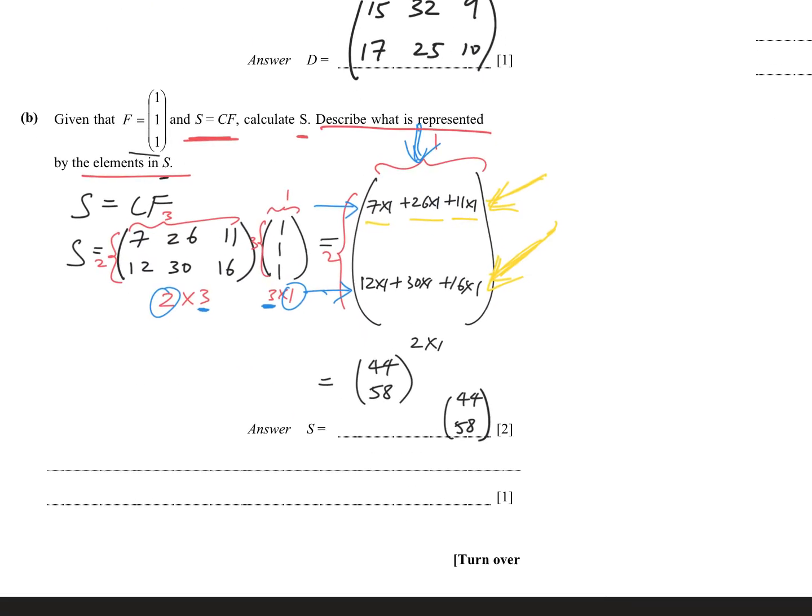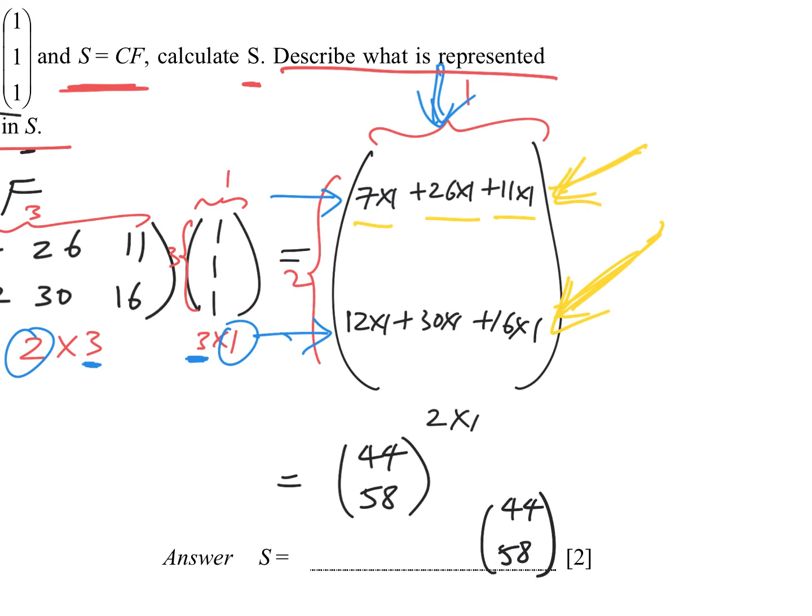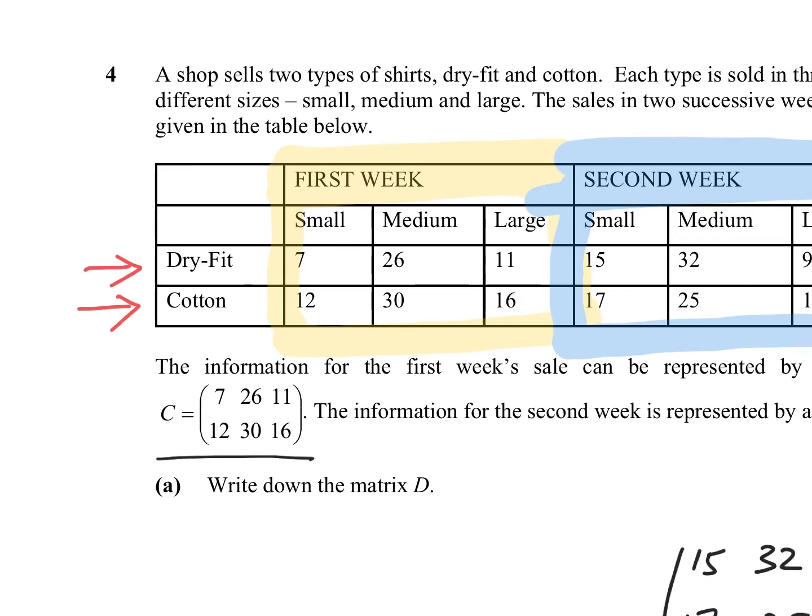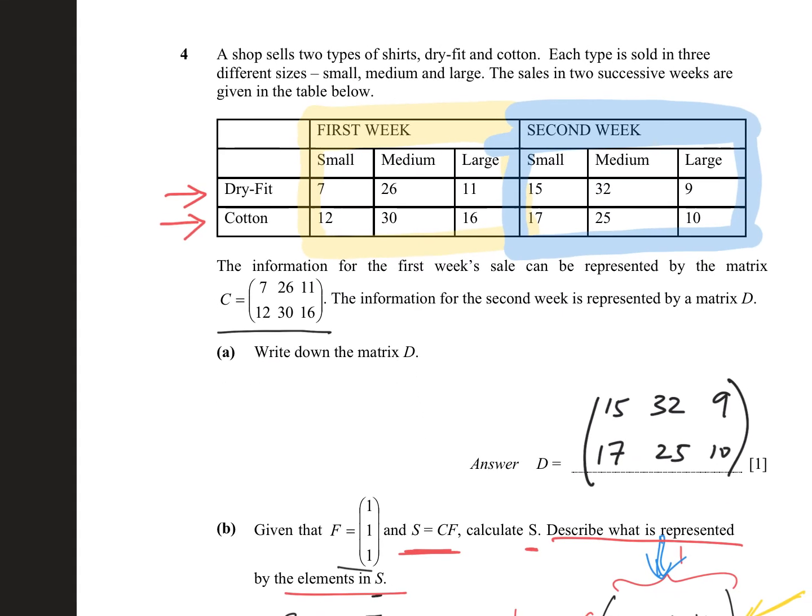Total number of dry fit shirts that was sold in the first week, right? And then you see the second element over here. What do we have? We have 12 plus 30 plus 16, and what is it? Then you see again, this is 12 plus 30 plus 16, which is, you add all of them, the total number of cotton shirts sold in the first week. So we can word our answer this way.